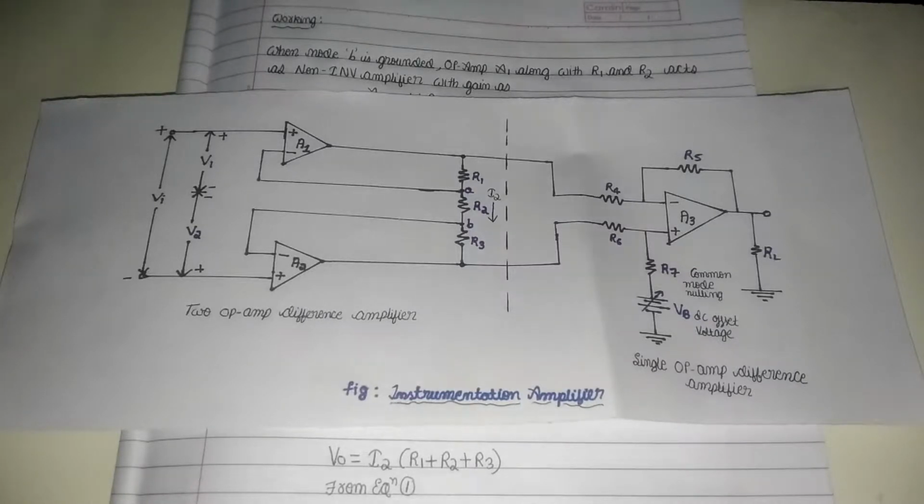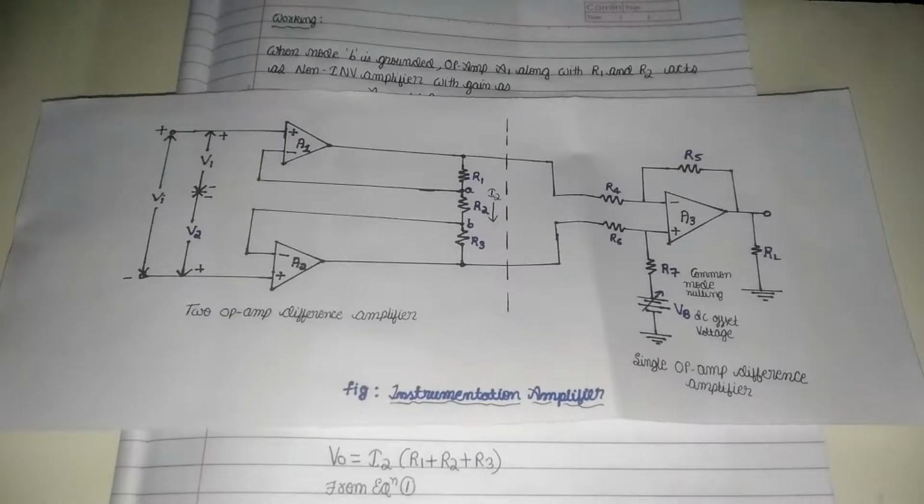The important features of an instrumentation amplifier are: it has high gain accuracy and high common mode rejection ratio, and it has high gain stability with a low temperature coefficient. It has low DC offset, that means low direct current offset, and it has low output impedance and high input impedance.